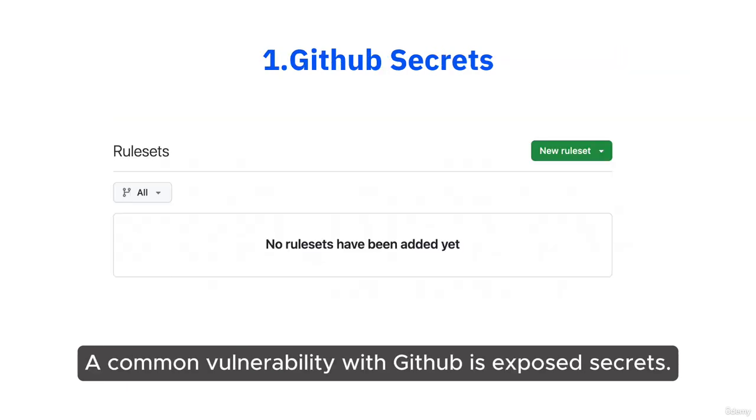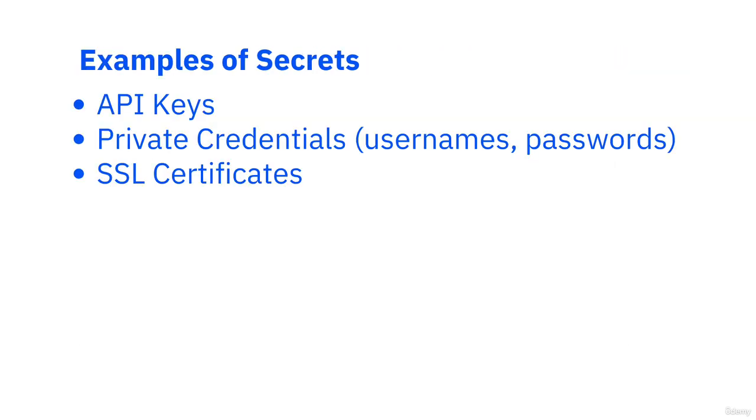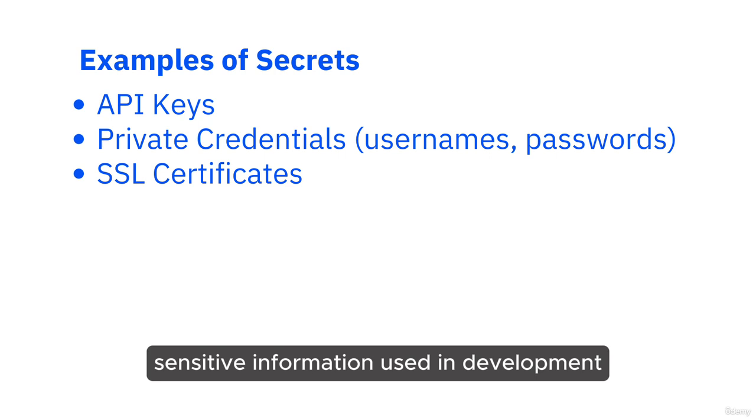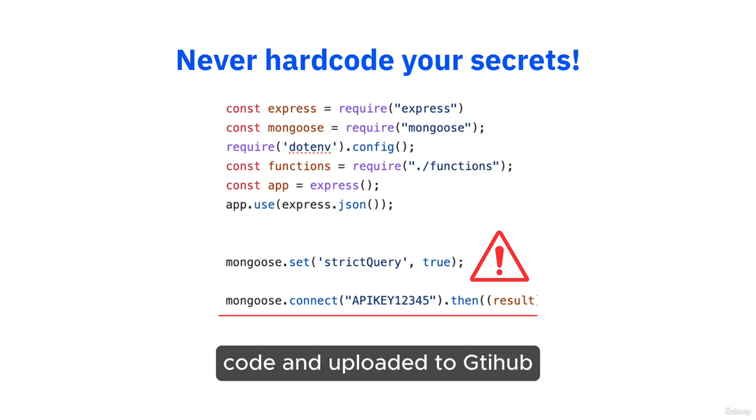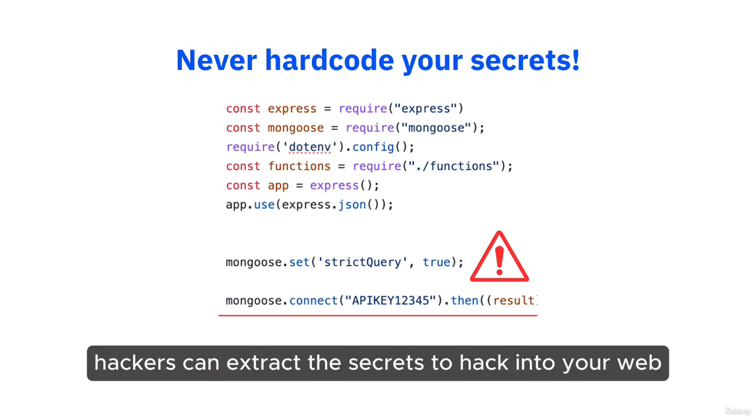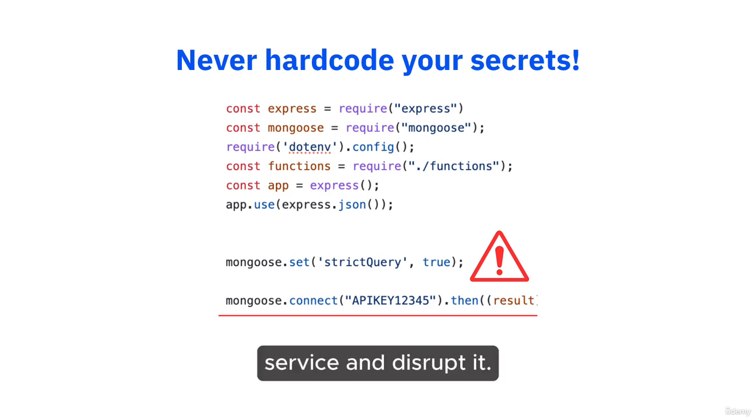A common vulnerability with GitHub is exposed secrets. Secrets can be any sensitive information used in development, such as API keys, private credentials, and SSL certificates. When secrets are hard-coded into the source code and uploaded to GitHub, hackers can extract the secrets to hack into your web service and disrupt it.